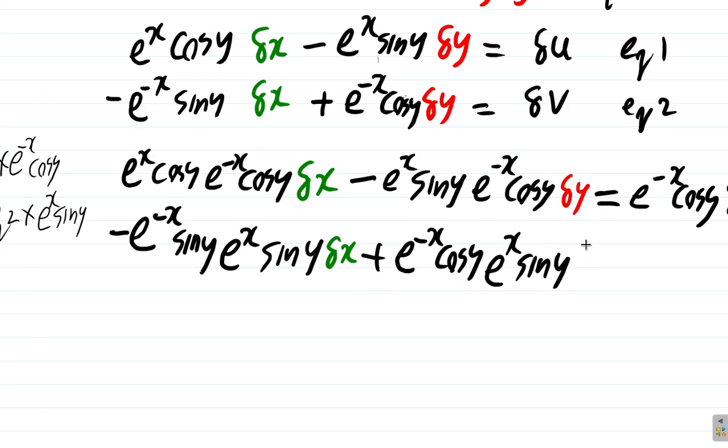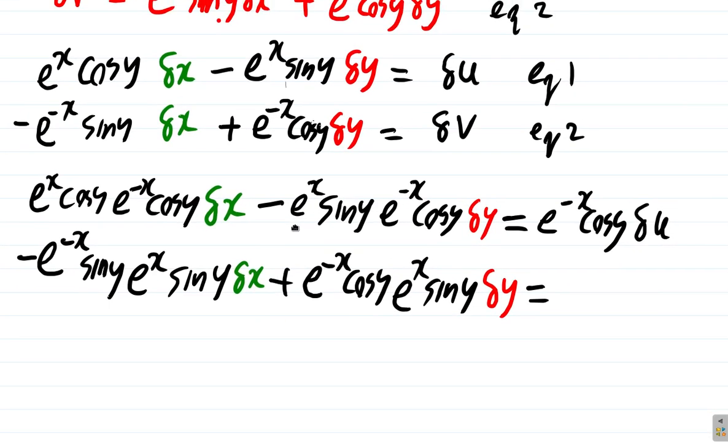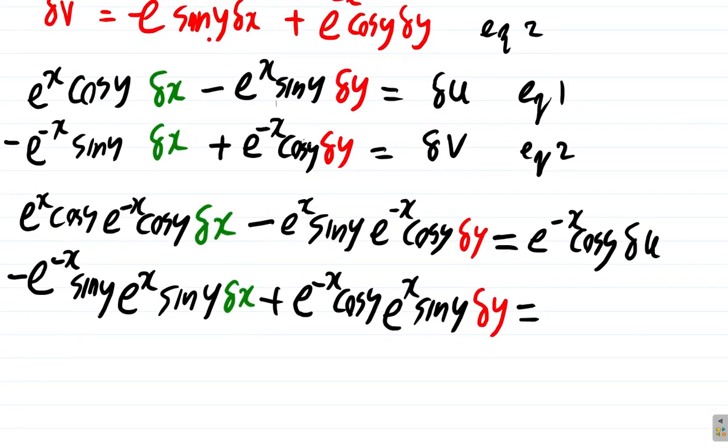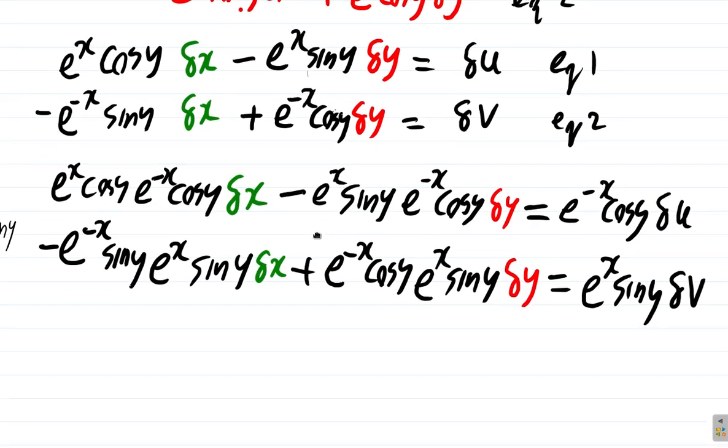Delta y is equal to, okay, so then after this it's going to be del v times e to the x sin y. I mean del v, not delta v. Alright, so we have that.